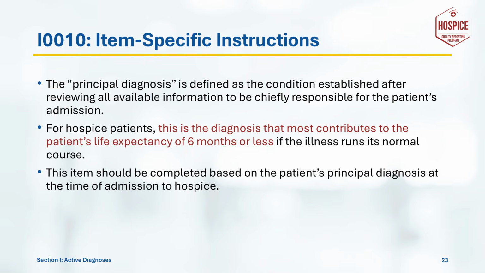Here are some specifics regarding this revised and expanded item. The principal diagnosis is the diagnosis that is chiefly responsible for the patient's admission, which is established after reviewing all available information and is the diagnosis that most contributes to the patient's life expectancy of 6 months or less. This item should be completed based on the patient's principal diagnosis at the time of admission to the hospice.